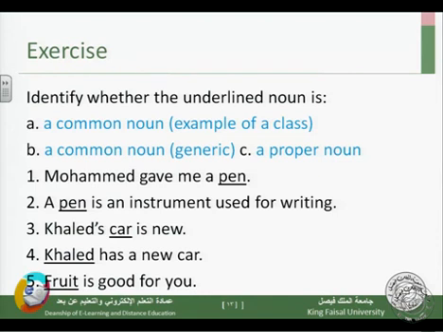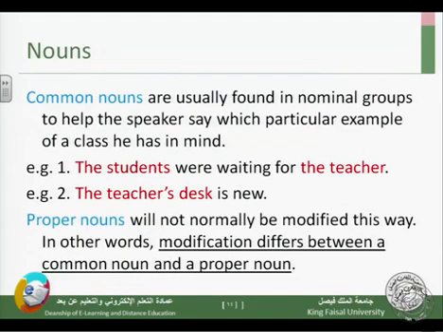Finally, number 5, fruit is good for you. Fruit refers to all kinds of fruit. We are not talking about a specific kind, so this refers to the whole class. The answer is a common noun, a generic noun. So the correct answer for number 5 is B.